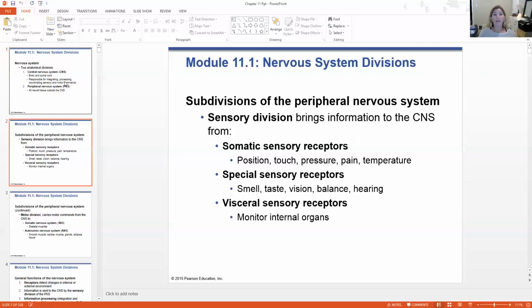Let's talk about the subdivisions of the peripheral nervous system. So the peripheral nervous system can be divided into the sensory division and the motor division. The sensory division is bringing the information to the central nervous system. This can be through somatic sensory receptors, special sensory receptors, and visceral sensory receptors.